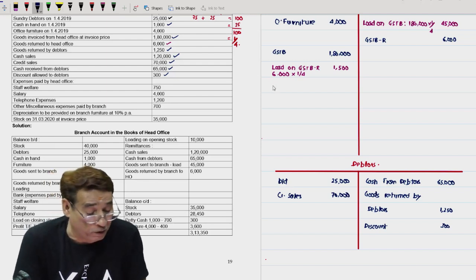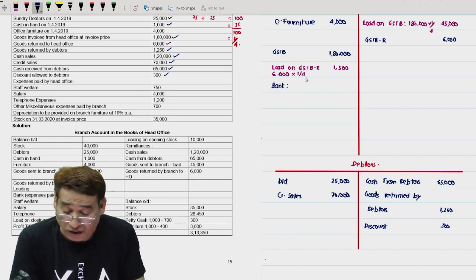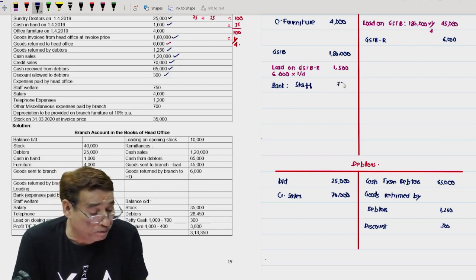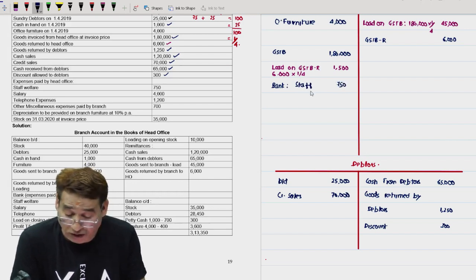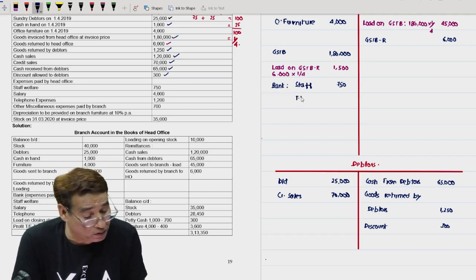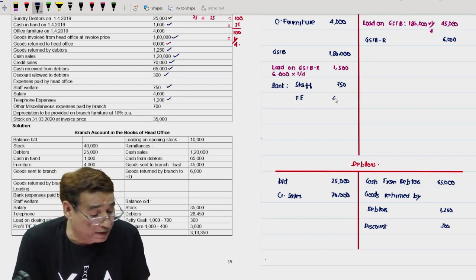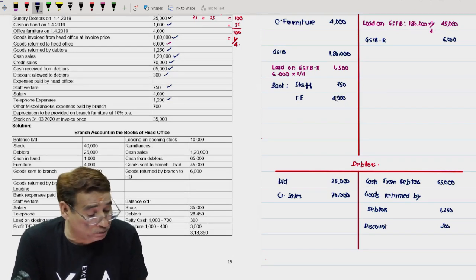Expenses paid by head office. So first of all, we will move over to the debit side of the branch account. We will write here to bank, and expenses are staff welfare expenses. Staff welfare expenses 750. Then we have telephone expenses. Telephone expenses are 4000. Besides that, we have salary also.